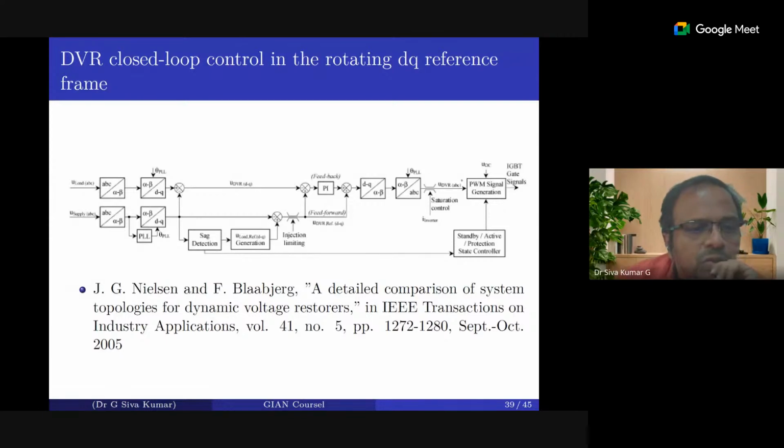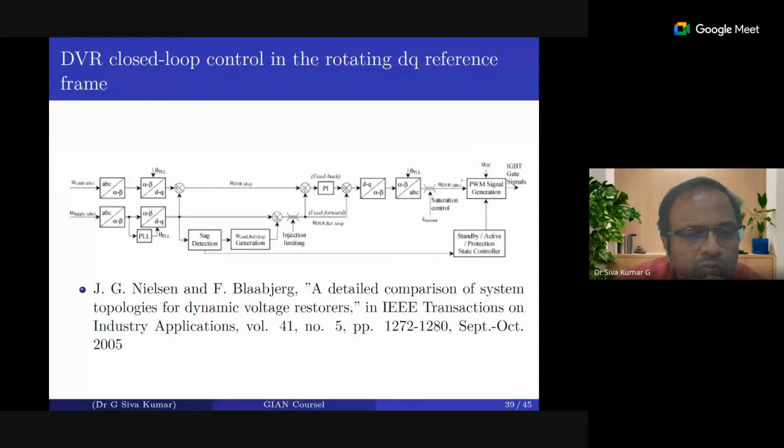Here you require the load voltage, which needs to be measured in this particular case. You can have the reference load voltage, and you need to measure your supply voltage. You are going to convert to the DQ transformation, and you need to have the PLL.